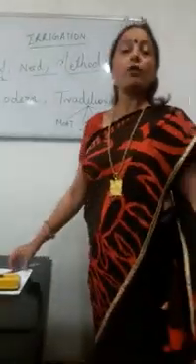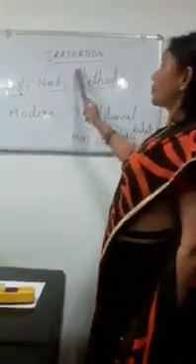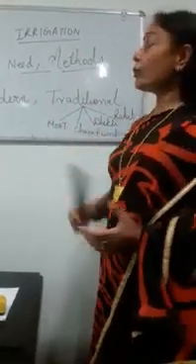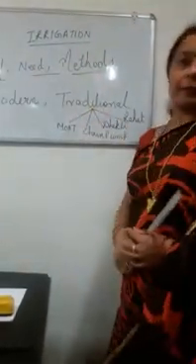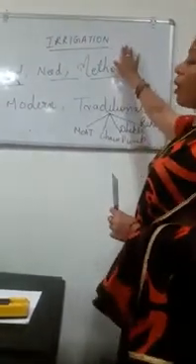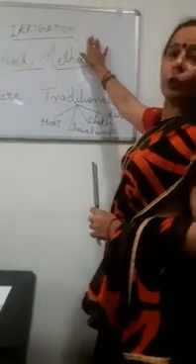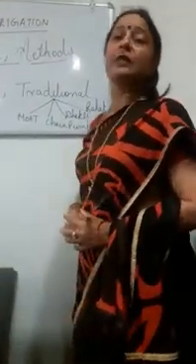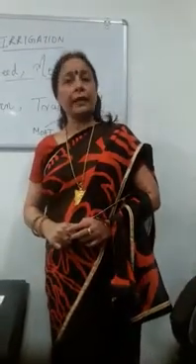Going to study about irrigation. This is about irrigation of crop production and management. Now, I am going to tell you what irrigation is. Irrigation is the process of supplying water to the plants. To provide, to give, to supply water to the plants. This process is termed as irrigation.